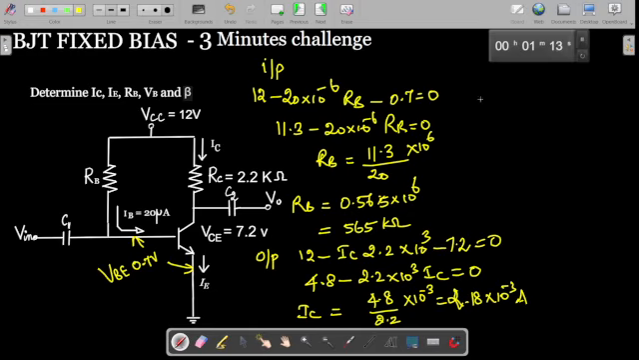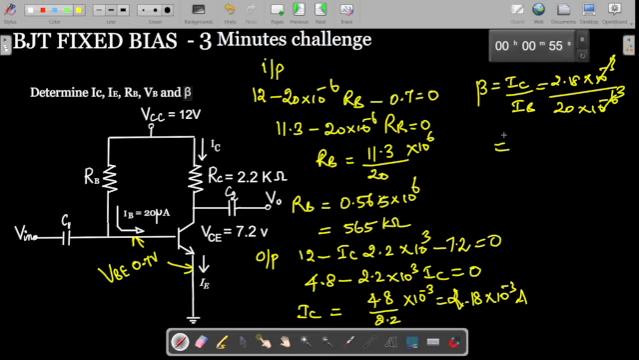Then what is the third thing? I can now calculate beta. Beta value is equal to, the formula is IC by IB. So IC is 2.18 into 10 power minus 3 divided by IB is 20 microamps, 10 power minus 6. So if you cancel out here, it is 10 power minus 3 is here. So 2.18 divided by 20, that is 0.109 into 10 power 3. So I got the value as 109. Oh yeah, beta value I got.